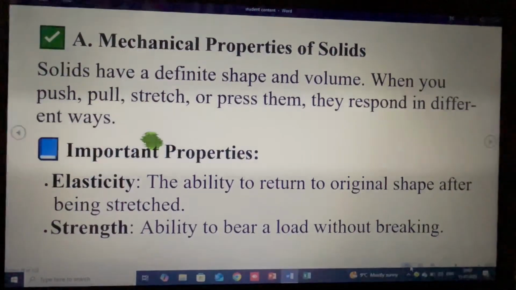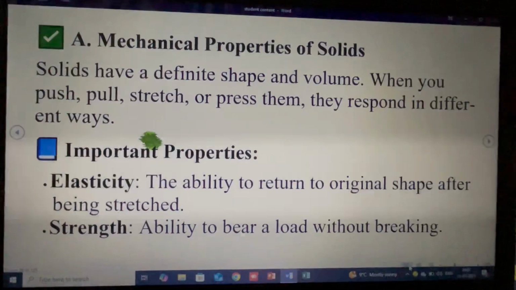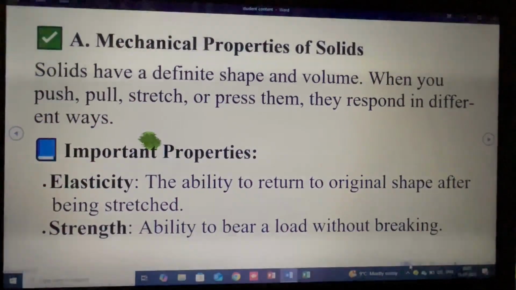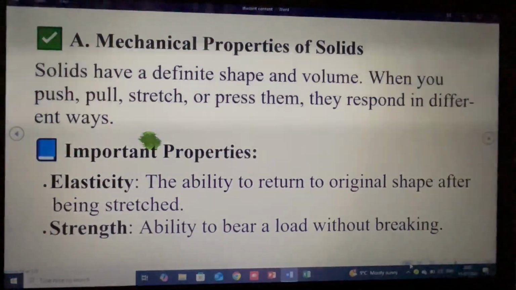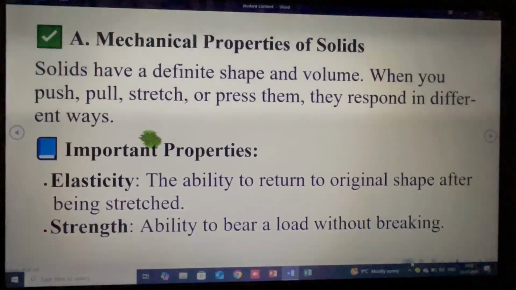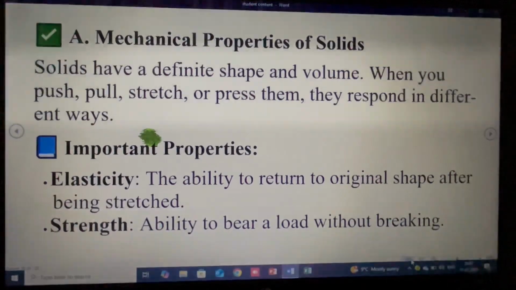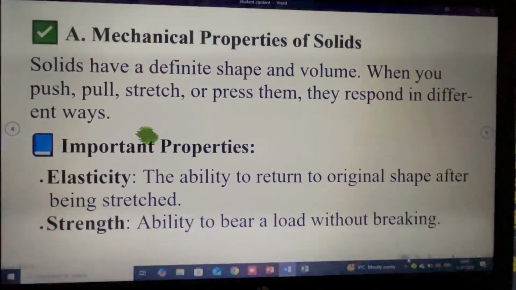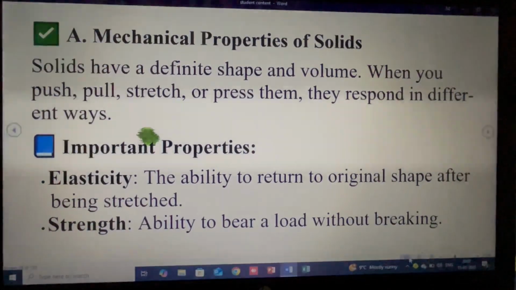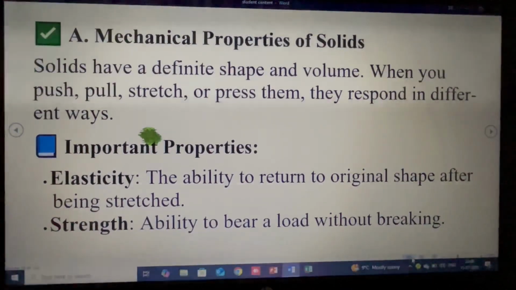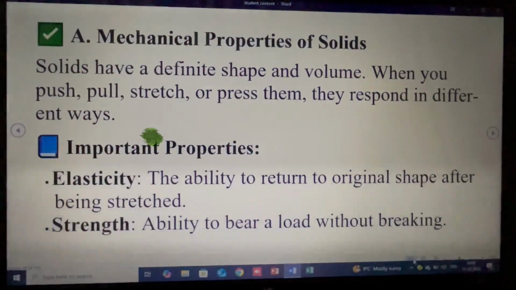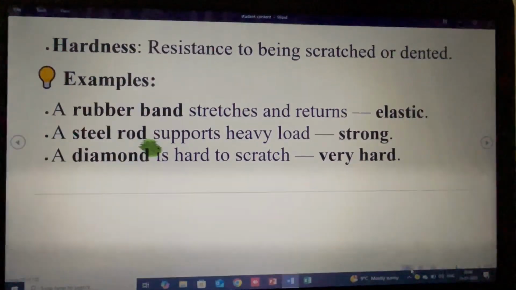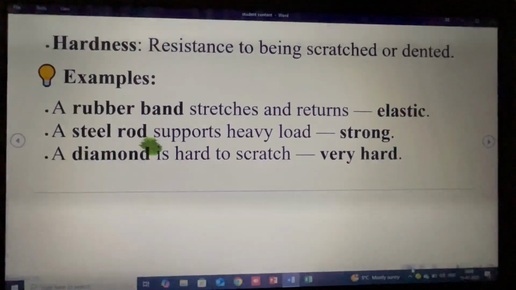First is mechanical properties of solids. Solids have definite shape and volume. When you push, pull, stretch or press them, they respond in different ways. In these, important properties are elasticity, the ability to return to original shape after being stretched. Second is strength, the ability to bear a load without breaking. Third is hardness, resistance to being stretched or dented.